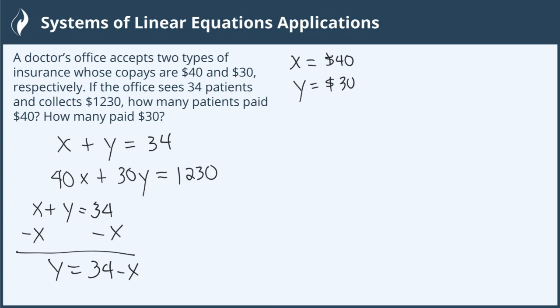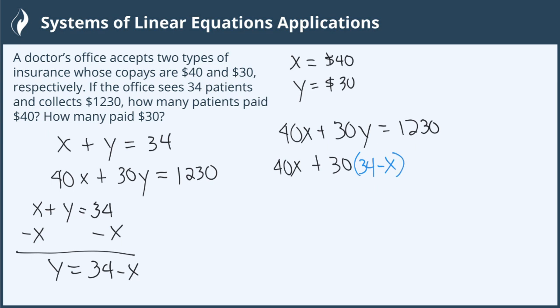Now I'm going to take the second equation, 40X plus 30Y equals 1,230, and substitute this 34 minus X in for Y. So I'm going to have 40X plus 30 times the quantity 34 minus X, and then continue writing the equation of 1,230.